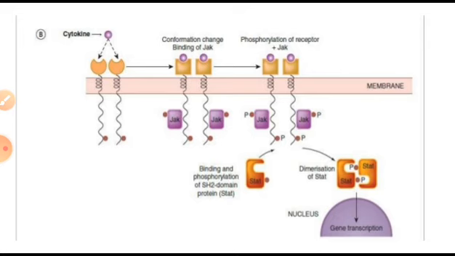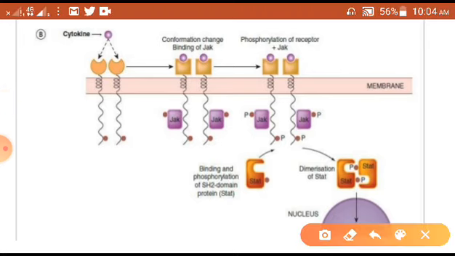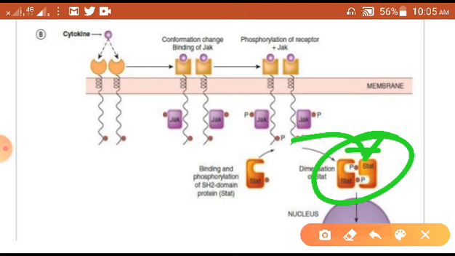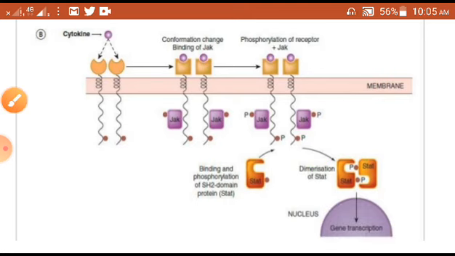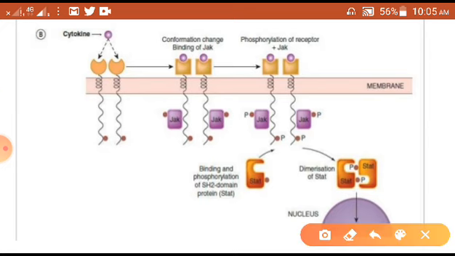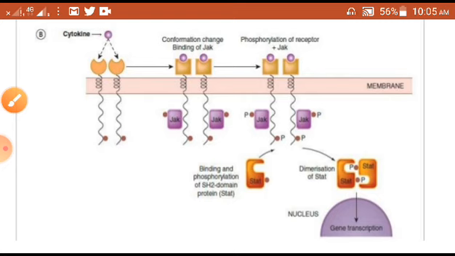Now once the STAT gets phosphorylated, the STAT will dimerize, right? The two units of the STAT will come closer and bind with each other and make the dimer, right? Now once this dimer is formed, this STAT will activate certain other proteins in the process here, or directly STAT can enter into the nucleus, and there it will change the gene transcription.